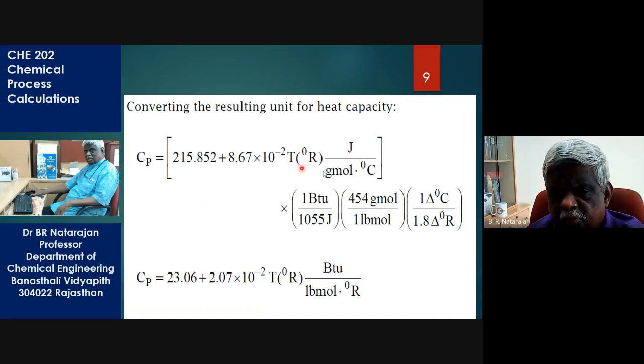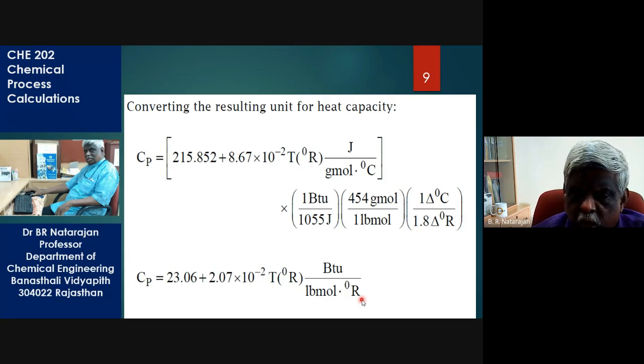So we have now substituted into this. You get Cp is equal to 23.06 plus 2.07 into 10 to the power minus 2 T. This is in degree R, BTU per pound mole, degree R. So you got the value of Cp.